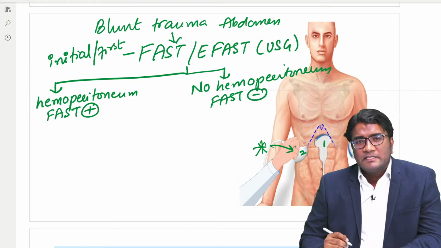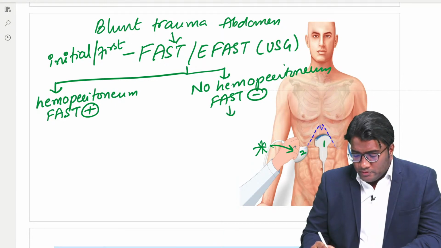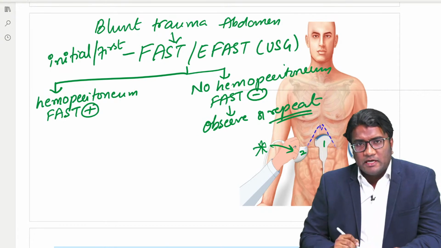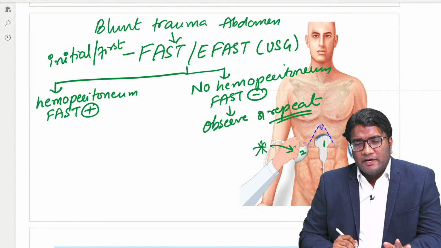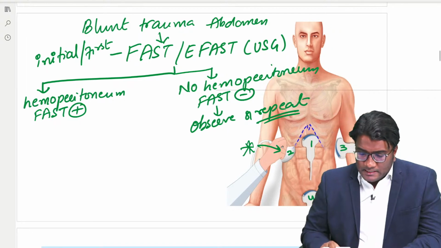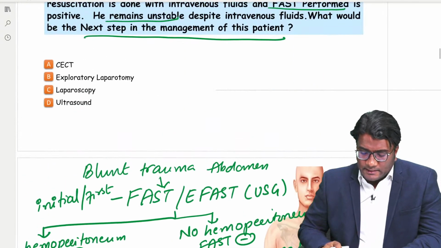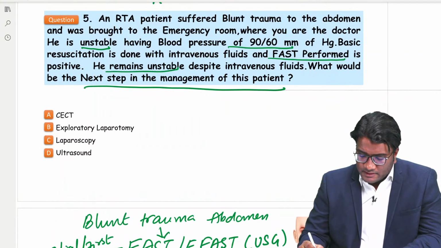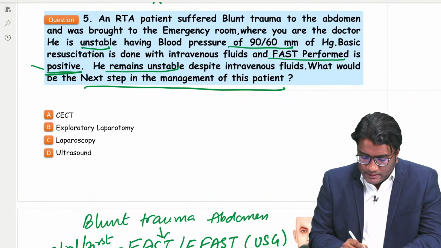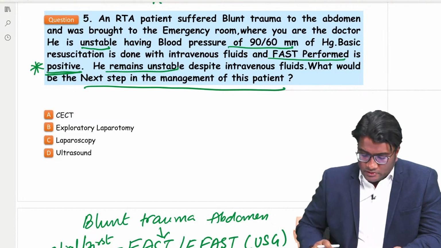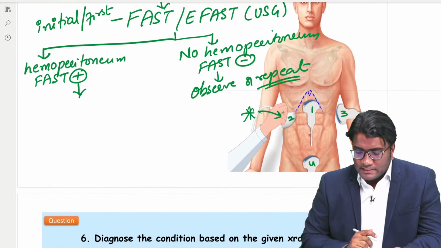And when you have a FAST negative patient, right, what do you do? You observe and repeat if required. If the blood pressure is falling down, you repeat FAST. Otherwise, you keep him under observation, if the FAST is negative initially. Then what would you do if the FAST is positive? So as in our question, they clearly mentioned FAST is performed and is positive. So already the FAST was performed. So what is the next step? What is the next step, guys?